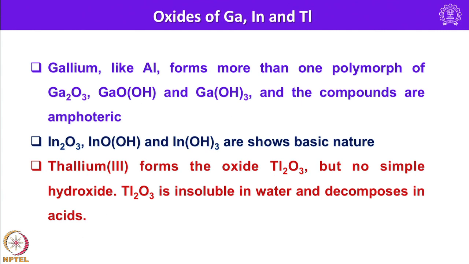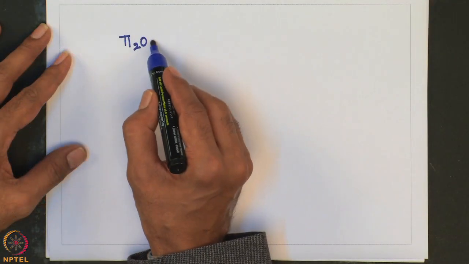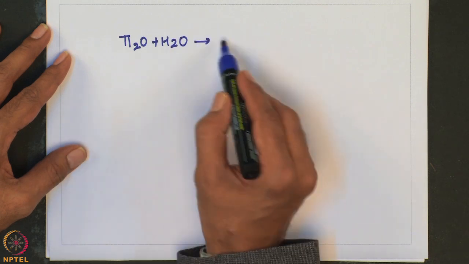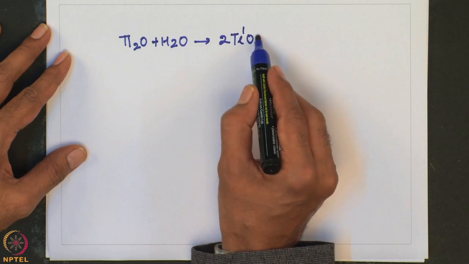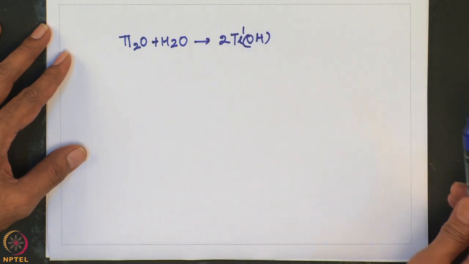Okay, so thallium 3 forms the oxide Tl2O3, but no simple hydroxide is known for that one, and this thallium oxide is insoluble in water and decomposes in acidic medium. Thallium 1 oxide on treatment with water gives thallium 1 hydroxide. So, in concentrated sodium hydroxide solution and in the presence of barium hydroxide, the hydrated oxide forms. So, the hydrated thallium oxide forms a complex of this type.